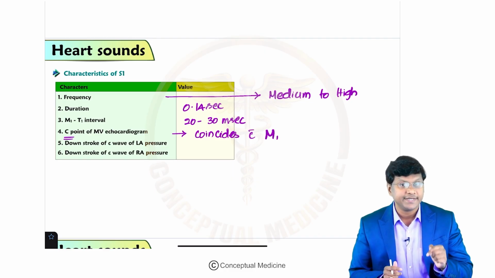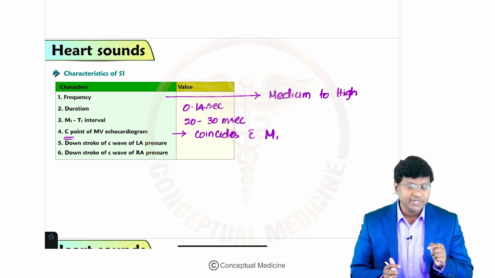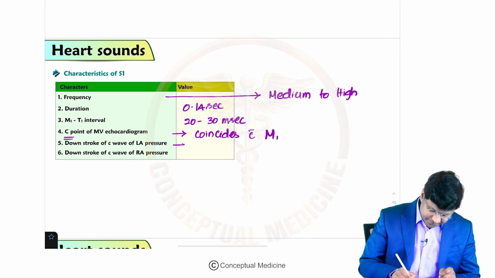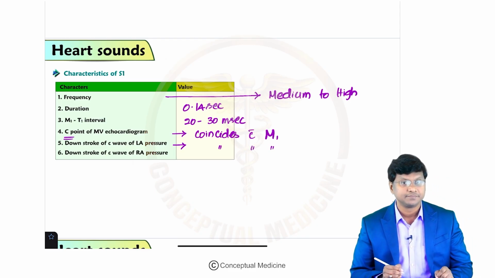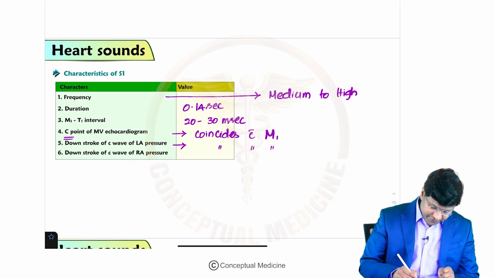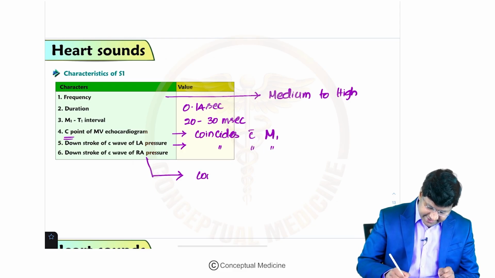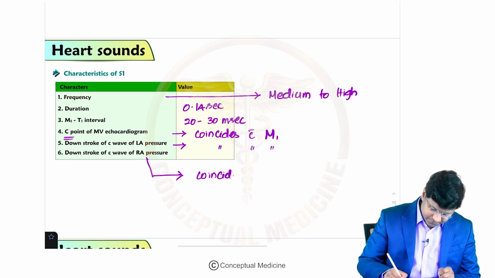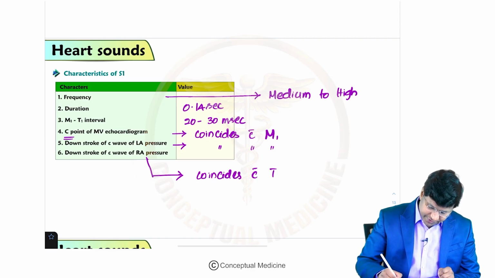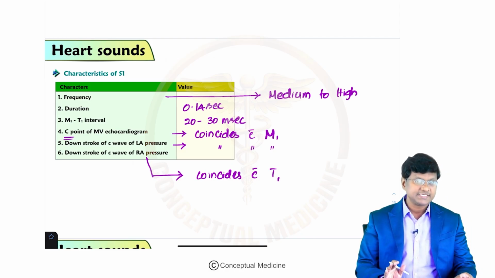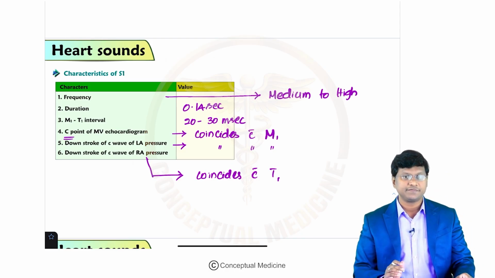And the downstroke of the C wave of LA pressure also coincides with M1. And the downstroke of the C wave of RA pressure coincides with T1. So these are the characteristic features of the first heart sound.